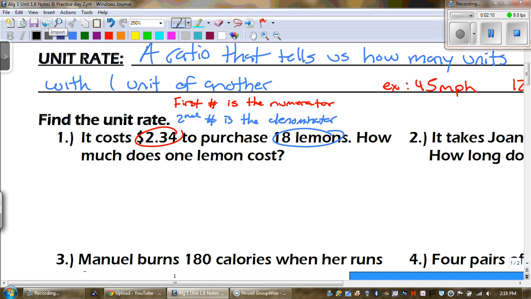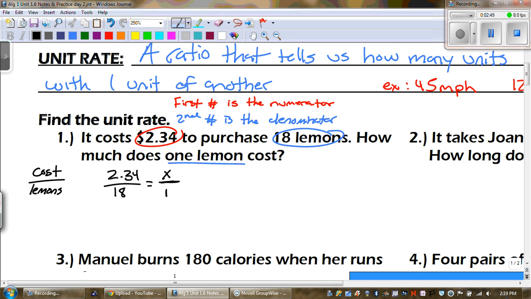So what we're going to do is set up the unit rate. Cost was first, and then the lemons were on the bottom. So we would say that 234 goes on the top and 18 goes on the bottom. Now to find the unit rate, we want to know how much one lemon costs, so we're looking for one lemon. I know we have one lemon, but I don't know how much it costs.